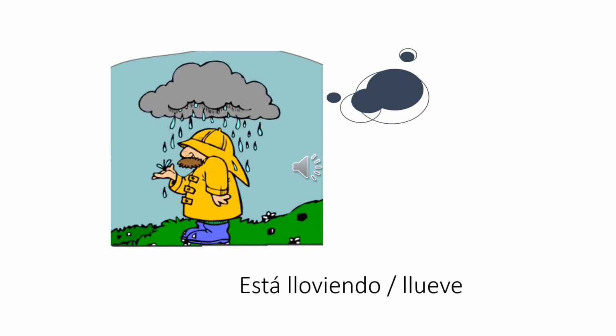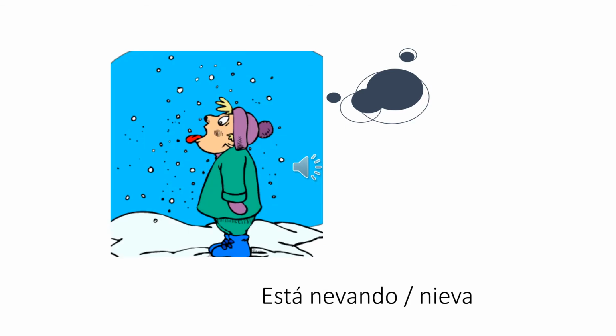¿Qué tiempo hace? Está lloviendo o llueve. The difference here, está lloviendo, is like the English, it is raining. Llueve is like saying simply, it rains. ¿Qué tiempo hace? Está lloviendo. Llueve. Both of these mean it is raining. ¿Qué tiempo hace? Está nevando. Nieva. Both of these mean it is snowing.